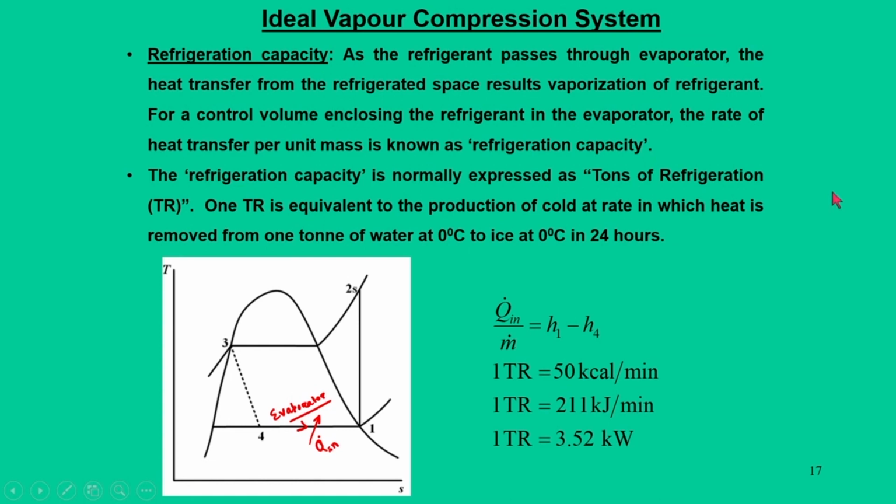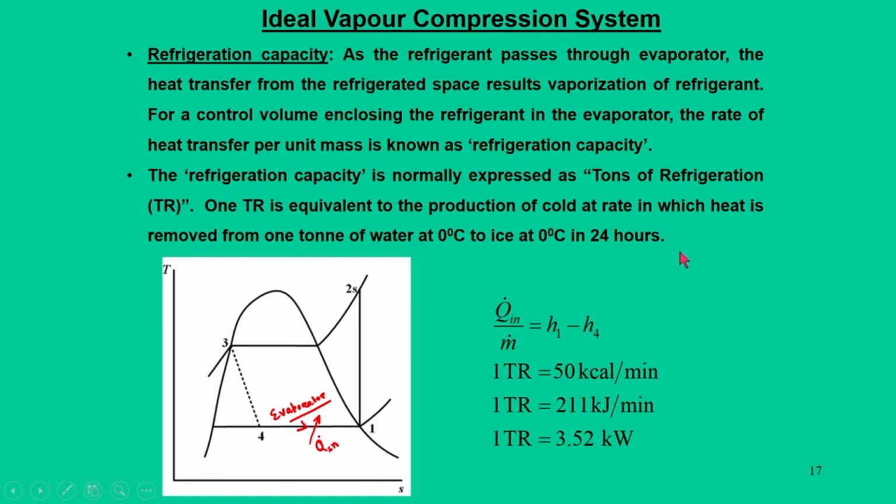In fact, commercially, when we talk about the capacity of an AC or refrigerator, we say 1.5 ton, 2 ton, something like that. We call this tons of refrigeration. So, what does this mean? 1 ton of refrigeration, or simply 1 TR, is equivalent to the production of cold at a rate at which heat is removed from 1 ton of water at 0 degree centigrade to ice at 0 degree centigrade in 24 hours.